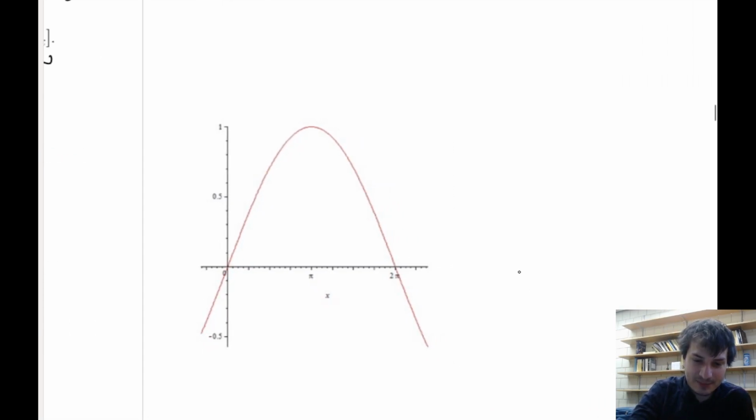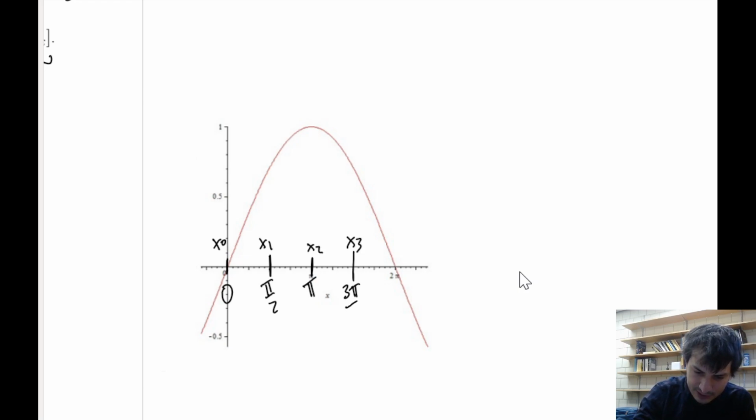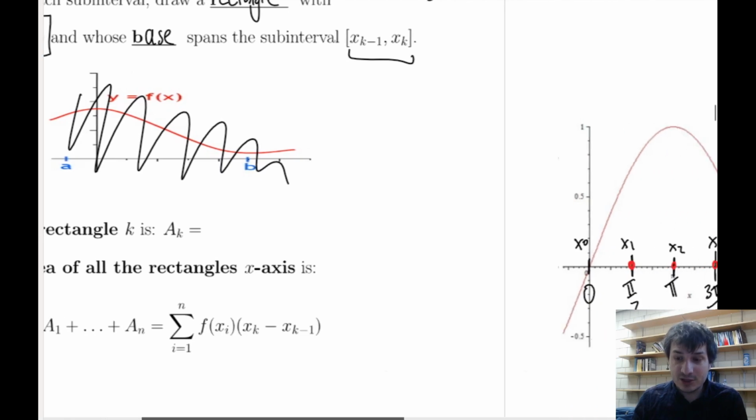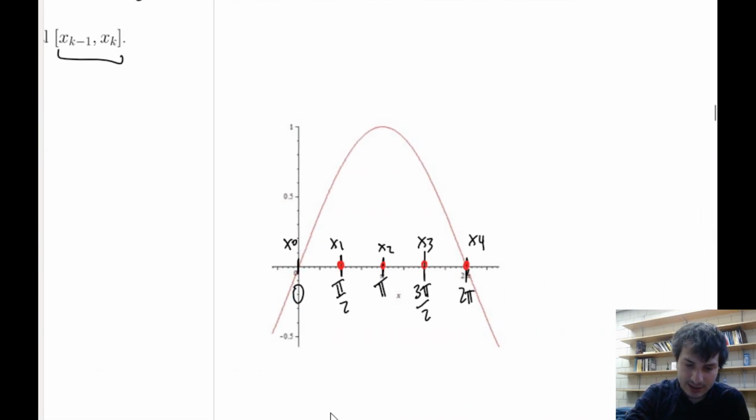So we said we're dividing this up into 4 pieces. So this was x0, x1 is here at pi by 2, x2 is here at pi, x3 is here at 3 pi by 2, and x4 is here at 2 pi. And then we picked the special x values, and I said let's do these right points. Now, that was step 1 and 2. Step 3 says, make the height of the rectangle the value of the function at the x value you chose. So these were the x1 star, this is x2 star, this is x3 star, and this is x4 star.